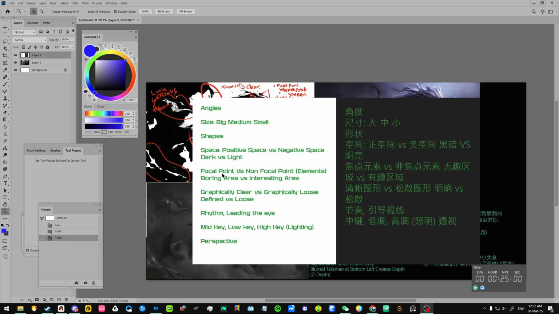Obviously there's the main attraction and the non-main attraction. Usually the focal point is where the character is, where the face is, and that's where the strongest contrast is. Take note of positive and negative space in the subject elements. Usually positive and negative space help give a sense of depth.